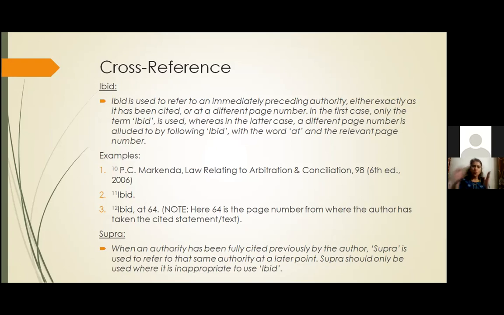In a particular paragraph, I have taken 2 lines from this book. So I have cited it as number 10, and in that number 10 footnote, I've given this. Now, following that, the next sentence that I've typed is from this book only. So I don't want to footnote it in number 11 again as PC Markanda. So the next sentence also, if I'm referring to the same book, I need not type it. I'll just write Ibid.